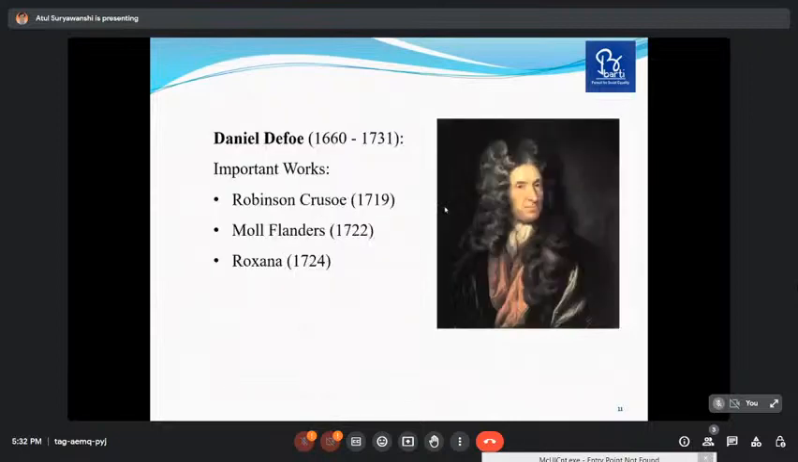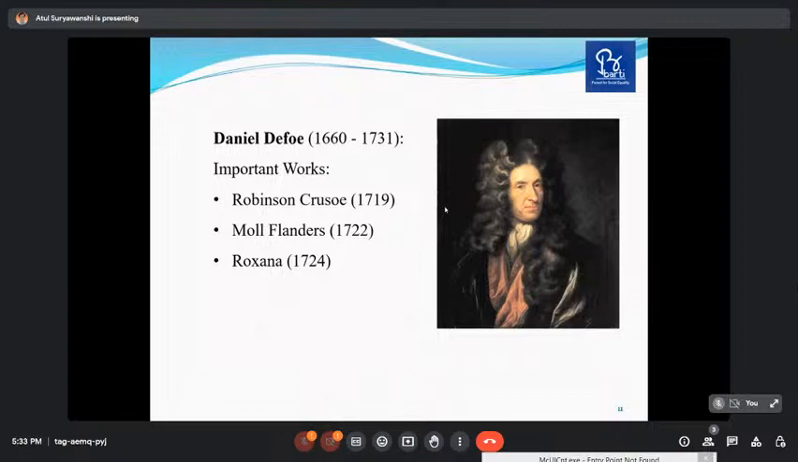The next prominent figure, who was born in 1660 and passed away from this world in 1731, was Daniel Defoe. Daniel Defoe was quite popular in English literature for writing Robinson Crusoe, the very first novel, which he published in 1719. This novel has been asked in the examination. The second novel, entitled Moll Flanders, was published in 1722.